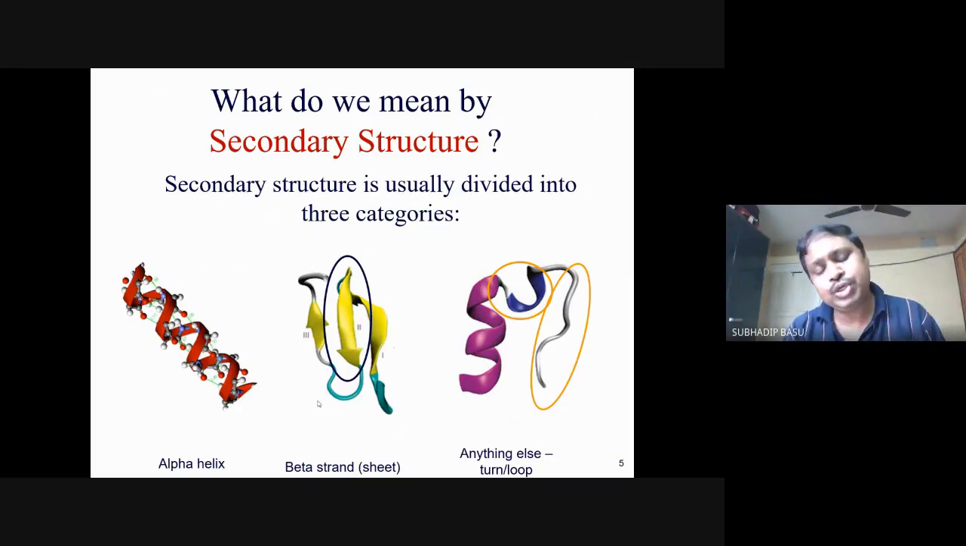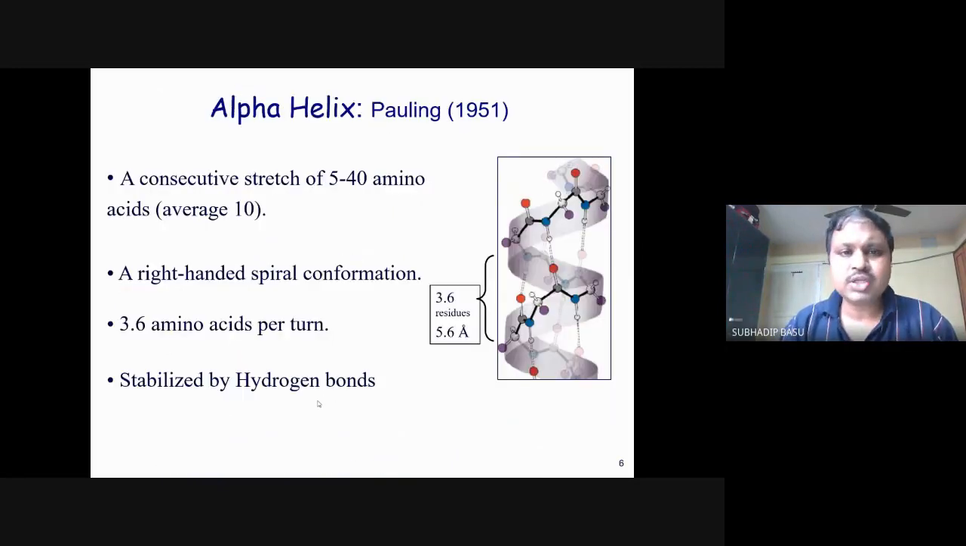So you can see that most prominently you have those two structures, alpha helix and beta strands, available as secondary structures. Now a bit more detail about the helix. In 1951, Pauling first proposed the helix structure in a protein, a consecutive stretch of 5 to 40 amino acids. In general, on average 10 amino acids form a helical loop.